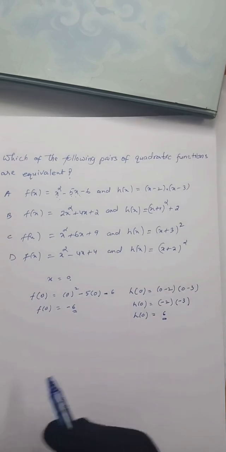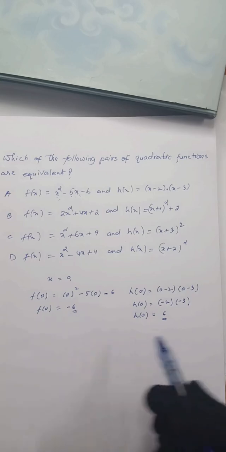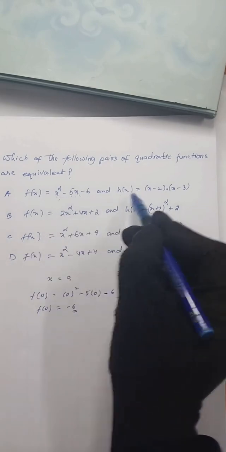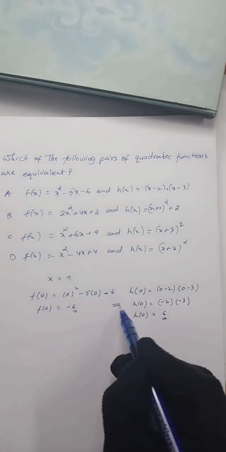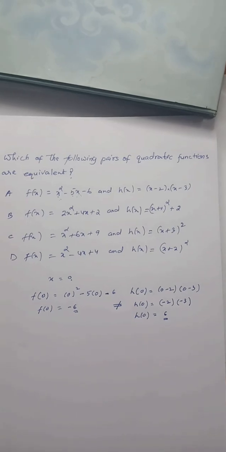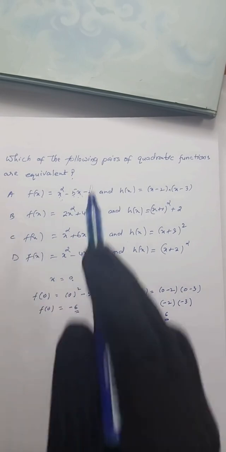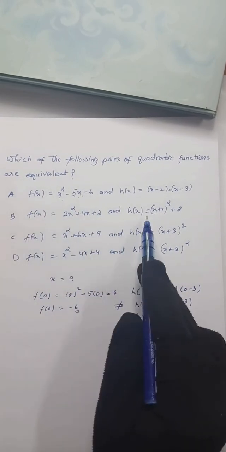Now you look at this. Here we're getting negative 6, but here we have positive 6. Therefore these two functions are not equivalent. This option is not correct. So we need to go to the second option and see.